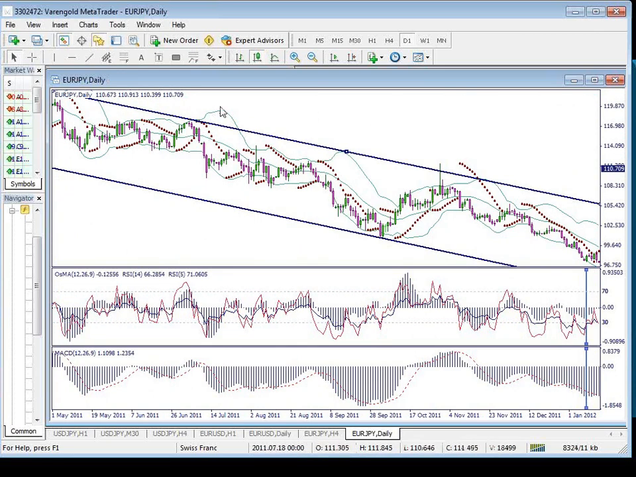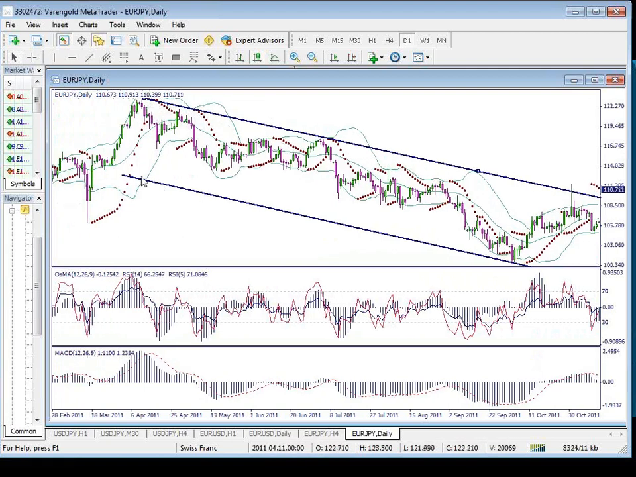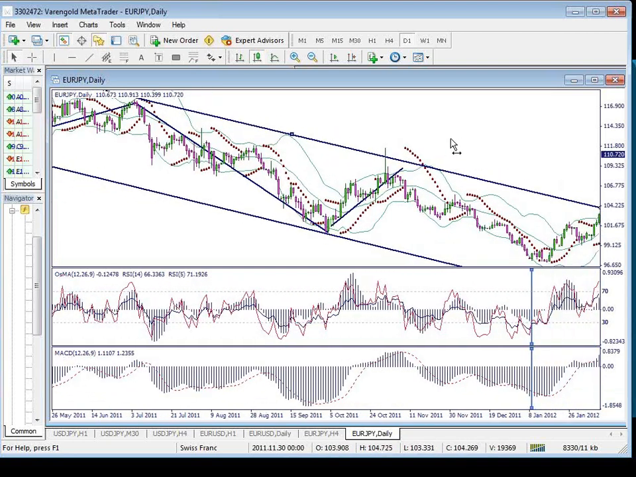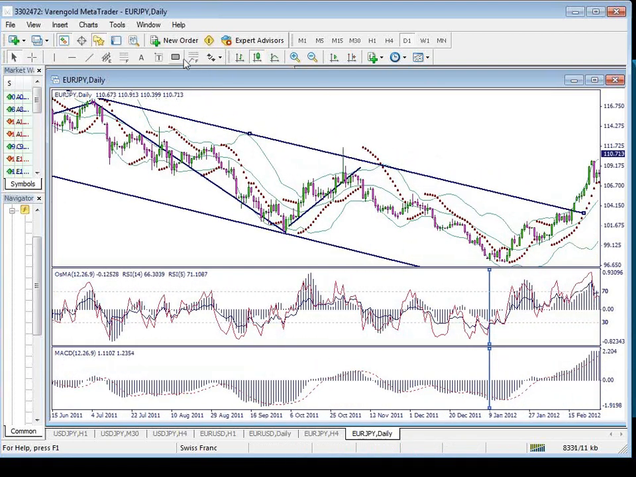we have to understand. So we had one downtrend that started in April 2011, and we have the waves here. 1, 2, the third one, the fourth, fifth.